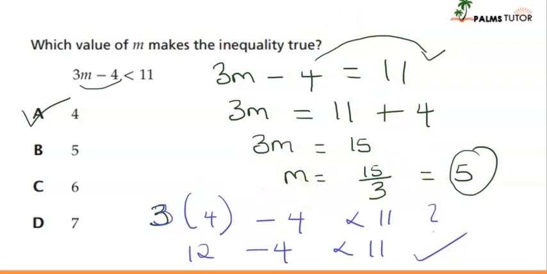If you try another one and you use 5, 5 is what makes it equal to 11. Definitely 6 will make it greater than 11 and 7 will make it greater than 11. So the only value here that makes this inequality true is 4.